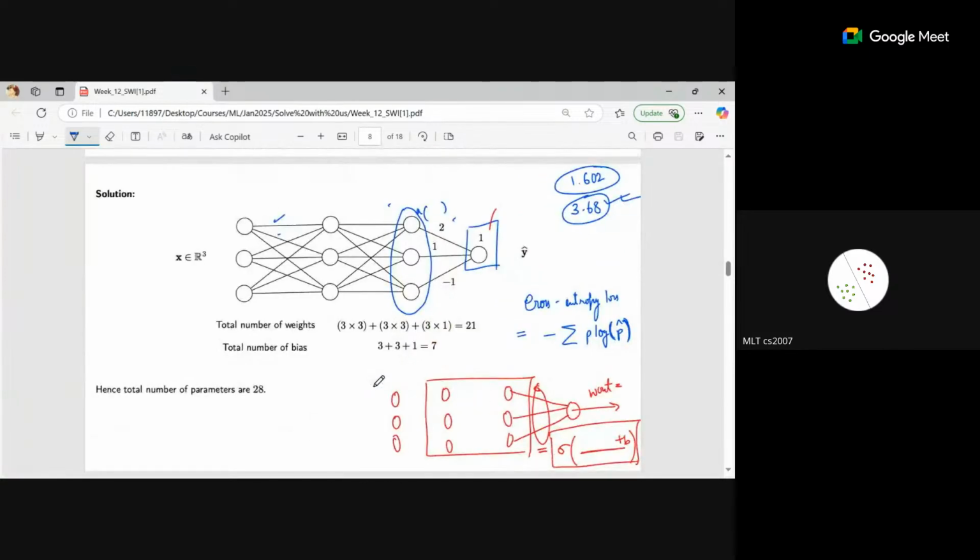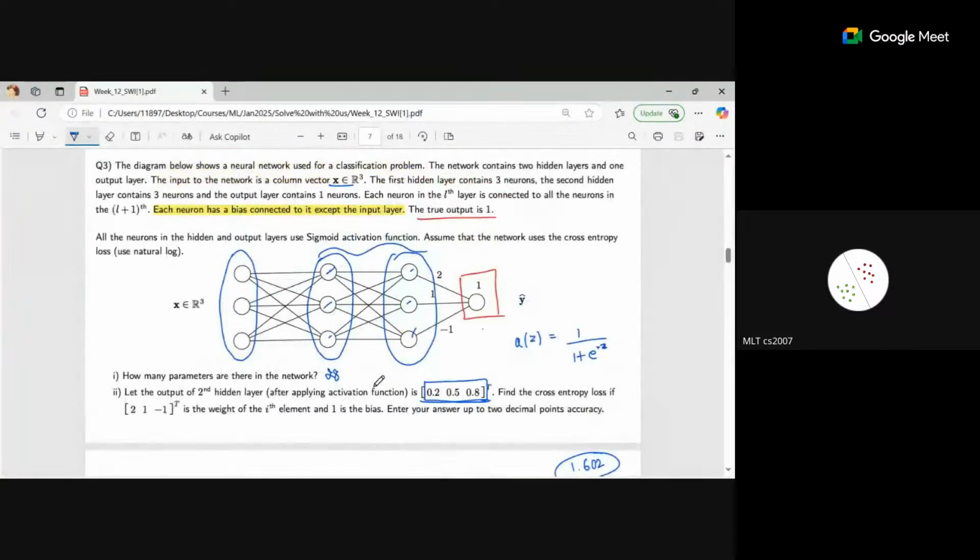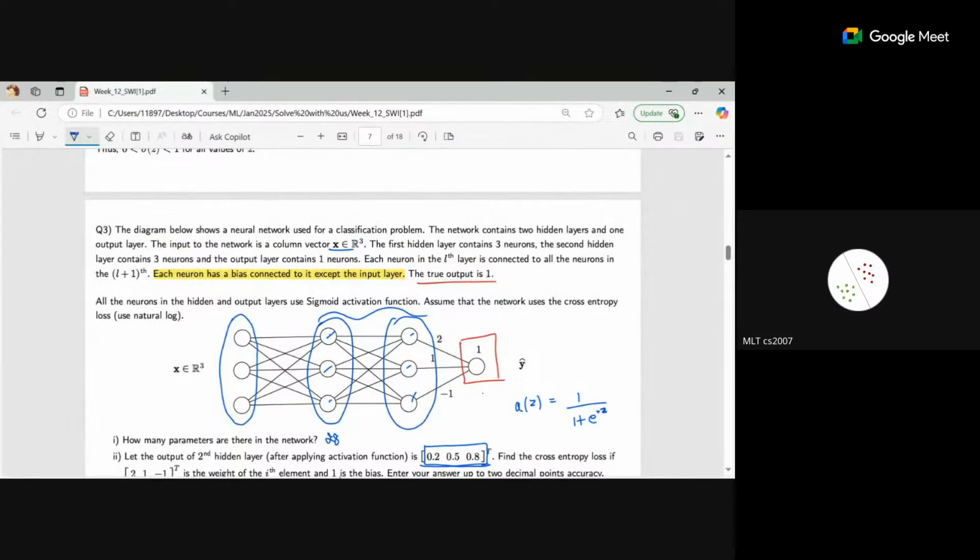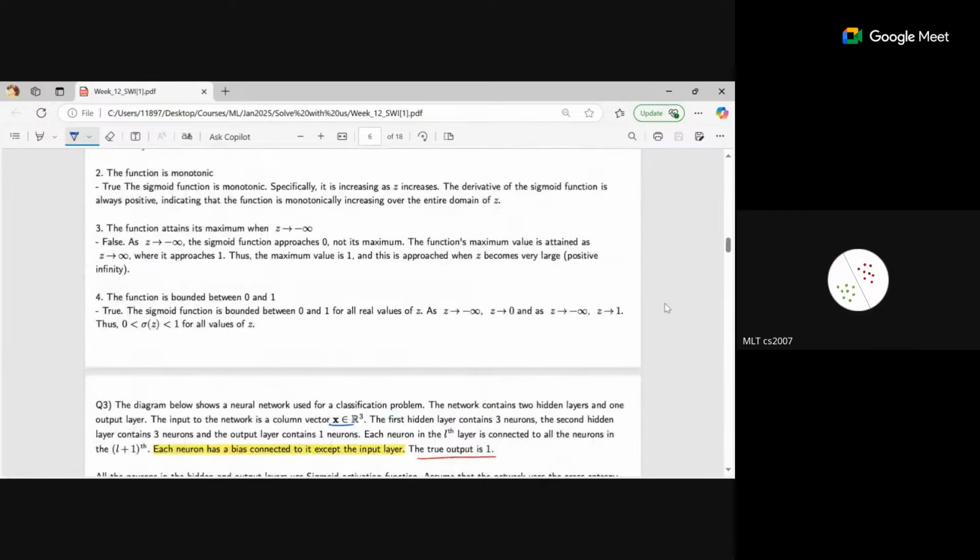Anything else? Any question anyone has? The exam is next week, yeah, on 13th.